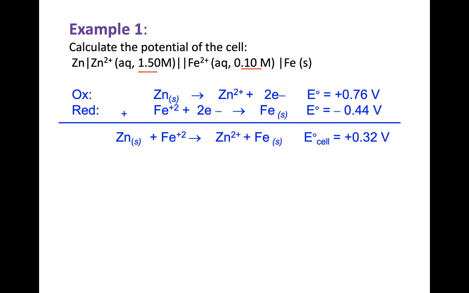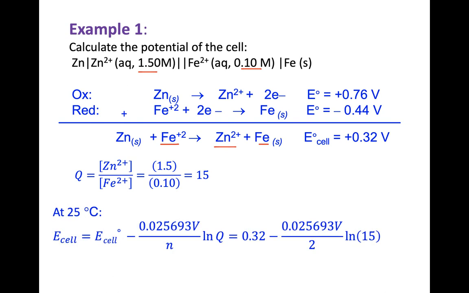From this balanced overall reaction and standard cell potential, the first thing I want to do is find the value for the quotient, Q. For our non-standard state conditions, for Q, we always use activities of products over reactants. Here our products are zinc and iron. Remember that for solids, the activity is 1, so they don't appear in the expression. So we just have the concentration of zinc ions over the concentration of iron 2+ ions. Again, the zinc solid does not appear in the expression for Q. Now we can put in our values of 1.5 molar for zinc concentration, 0.1 molar for our iron concentration. We get a Q value of 15.